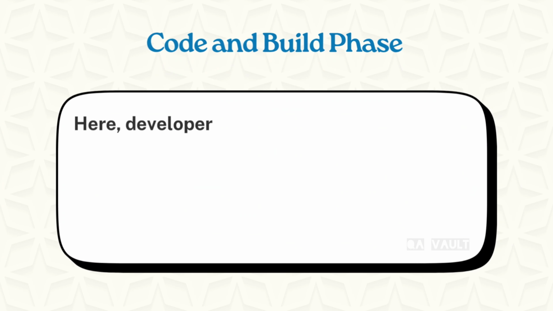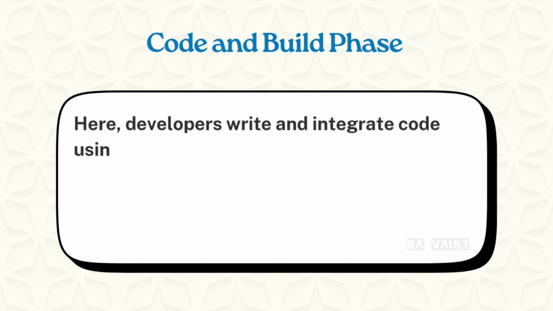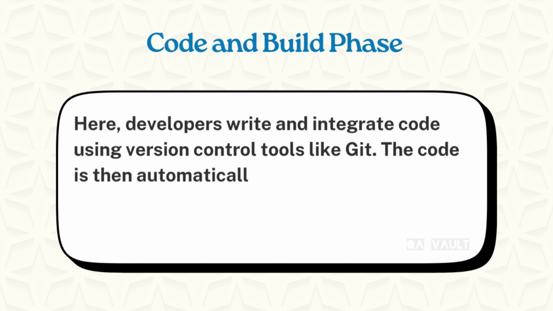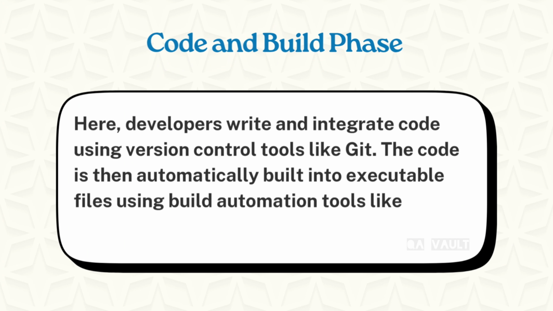Here, developers write and integrate code using version control tools like Git. The code is then automatically built into executable files using build automation tools like Jenkins or Maven.